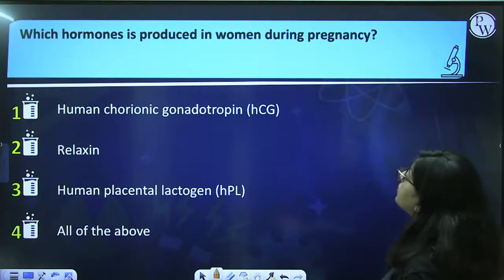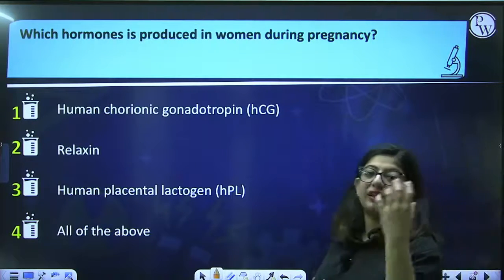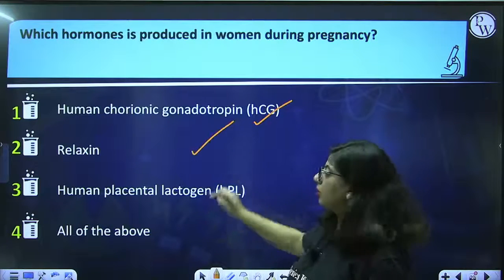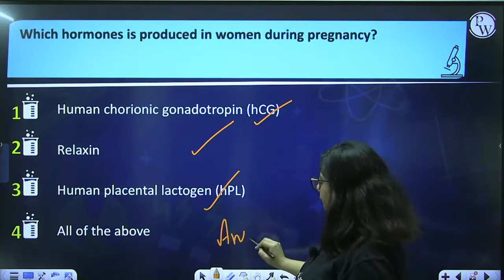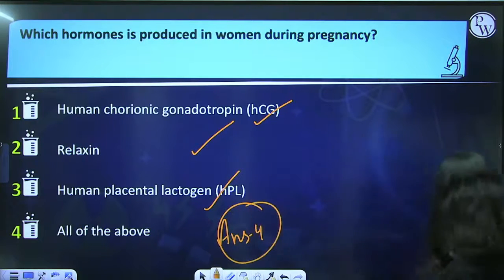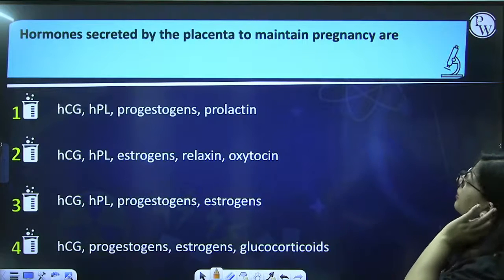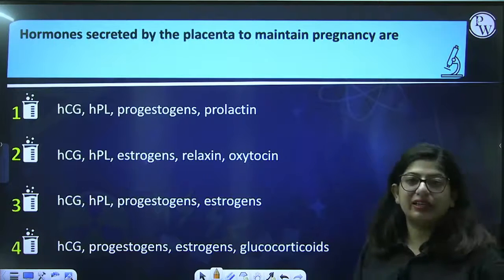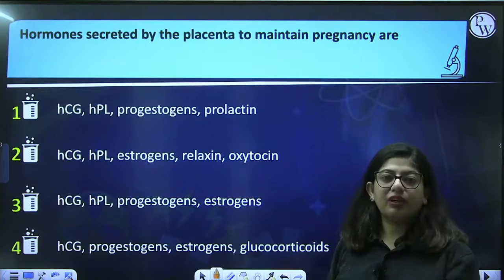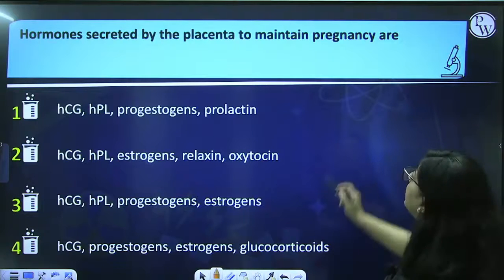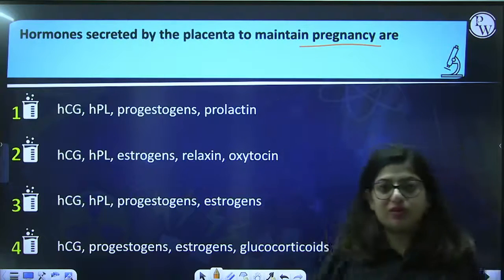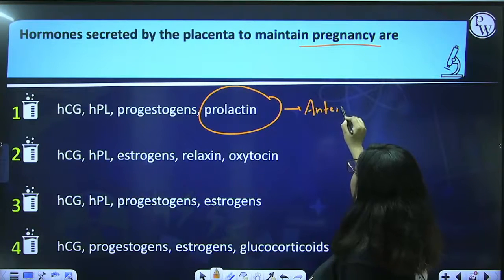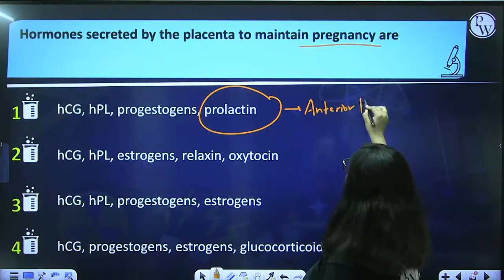Which hormones are produced in women during pregnancy? So you have to tell the hormones formed during pregnancy. HCG, true. Relaxin, true. Even HPL, so all of the above. Answer is 4. Next. Hormones secreted by the placenta to maintain pregnancy are HCG, HPL, progesterone, prolactin. Basically, the question is to find the placental hormones. Other things like maintaining pregnancy are just confusing. Prolactin is a hormone secreted by the anterior pituitary. All the others are hormones of the placenta.